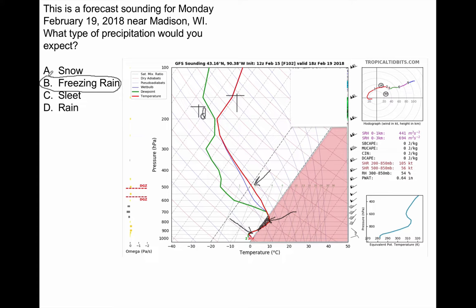Now, why not sleet or snow? Well, the reason why it won't get snow is because you get some melting of the snowflakes once it gets into this above freezing layer, right? Why not sleet? Well, this is a deep freezing layer. See how deep it is? It's not shallow. And you're not going to get rain because the surface temperature is 30 degrees Fahrenheit, and therefore, that's pretty cold. So, just some practice.